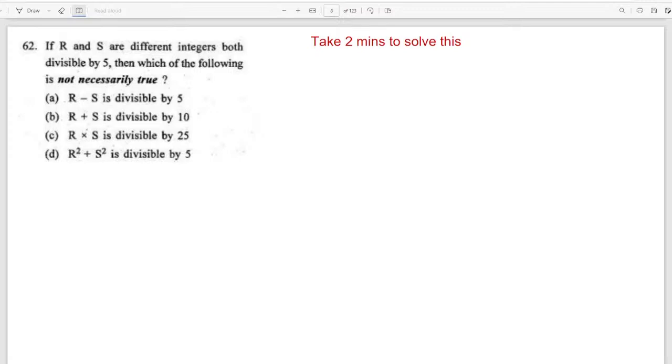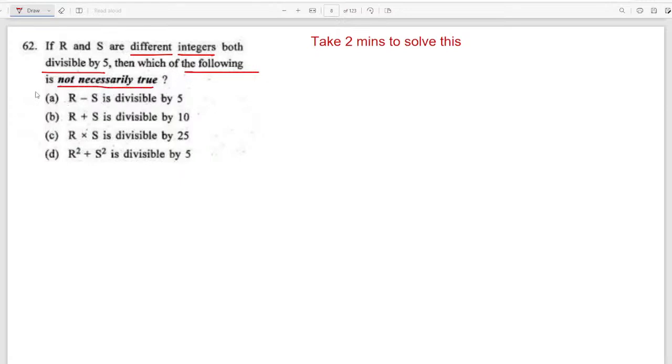Time. People who have solved, please post your answers. So there are responses for option B and option A and option C also. We'll see what they're asking and how to go about this. They're saying that if R and S are different integers, both divisible by 5, then which of the following is not necessarily true?